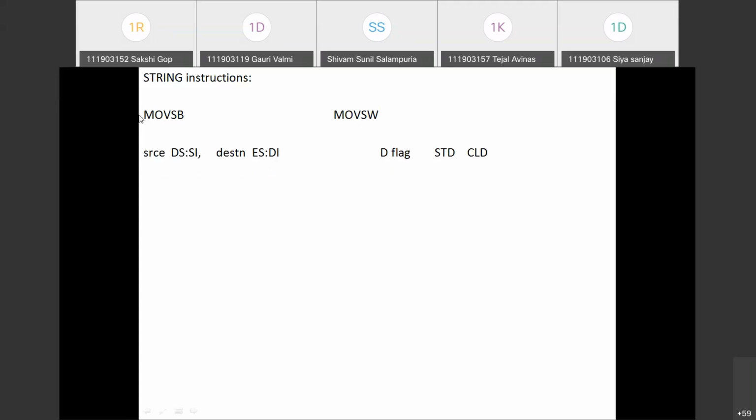If before this instruction there is a repeat, what will happen? Repeat move string byte. And suppose the D flag is zero, what will happen? Sir, a byte will be moved from SI to DI till CX is 0. If the D flag is 0, after moving a byte, the address is incremented.